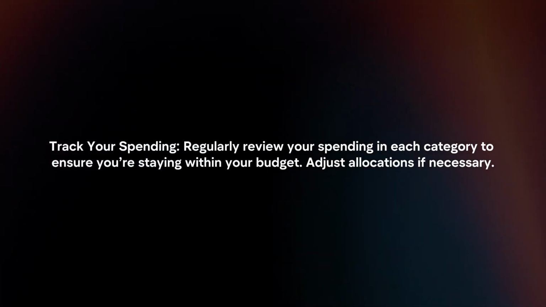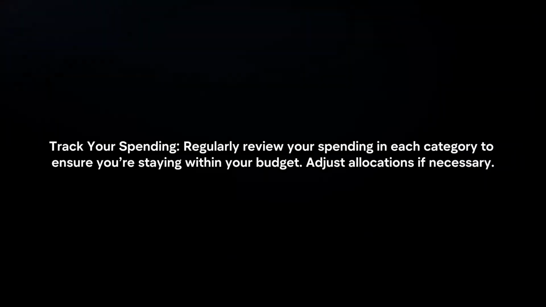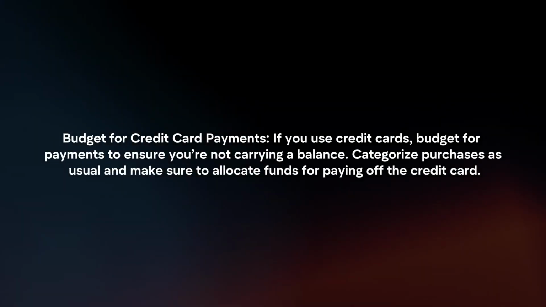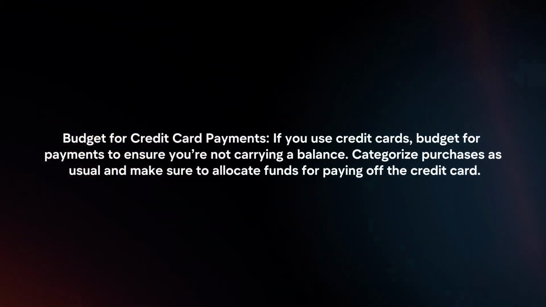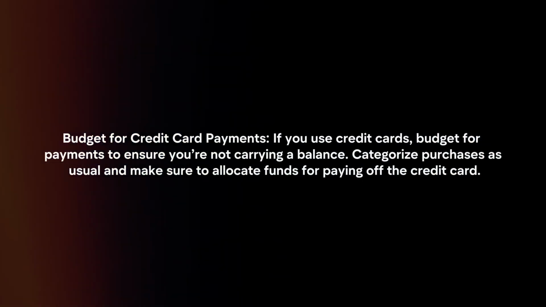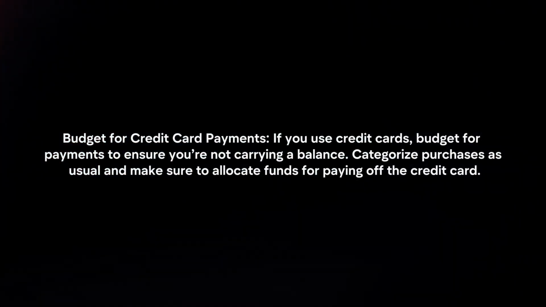Track your spending. Regularly review your spending in each category to ensure you're staying within your budget. Adjust allocations if necessary. Budget for credit card payments. If you use credit cards, budget for payments to ensure you're not carrying a balance. Categorize purchases as usual and make sure to allocate funds for paying off the credit card.